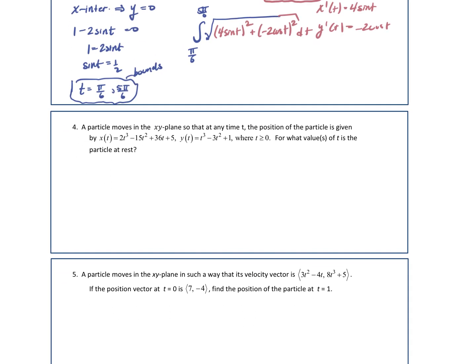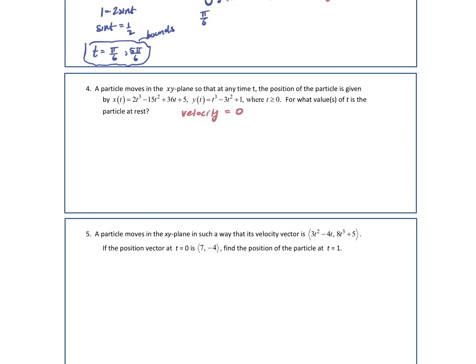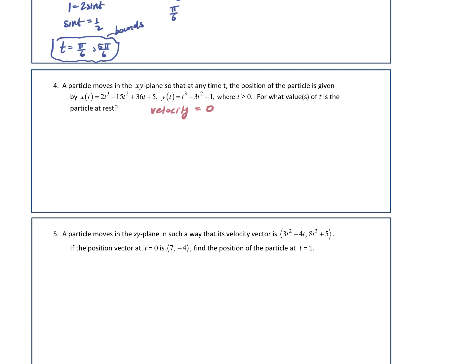Okay. All right, for number 4, we've got a particle that moves in the xy plane, and they give us the position. Where's the particle at rest? Okay, so we know a particle is at rest when velocity equals 0. So really what has to happen here is x prime of t has to equal 0 and y prime of t has to equal 0.